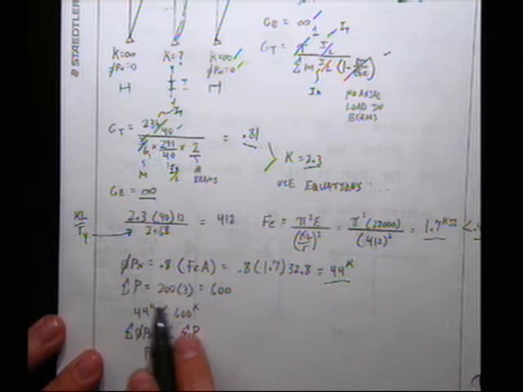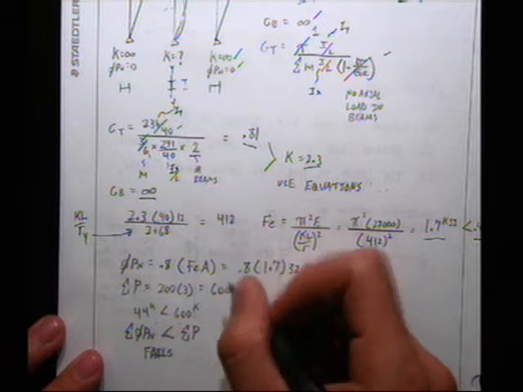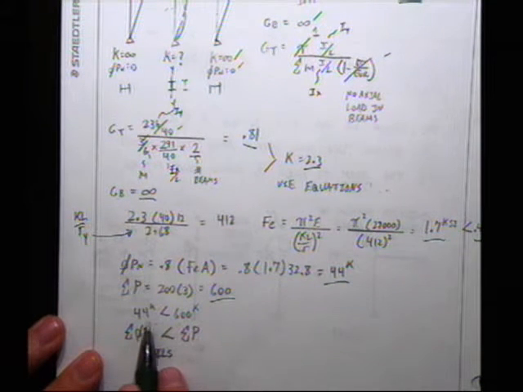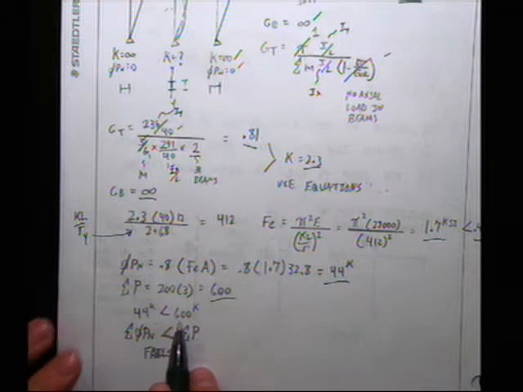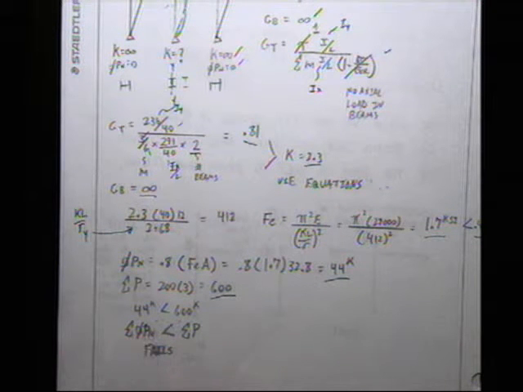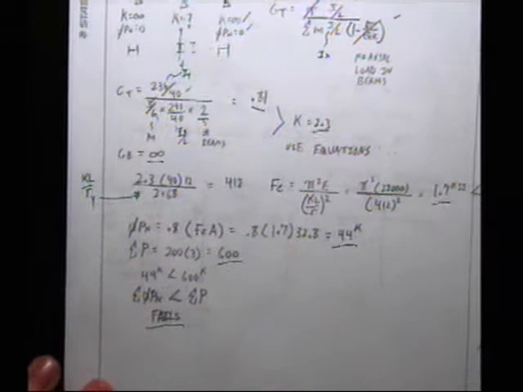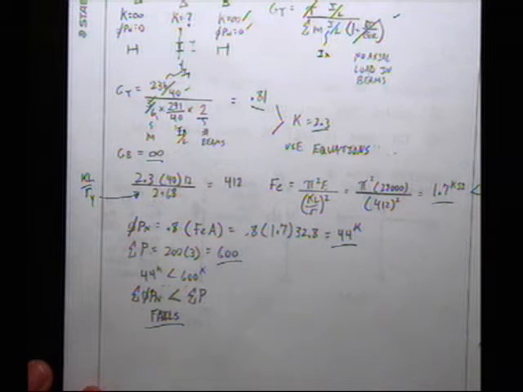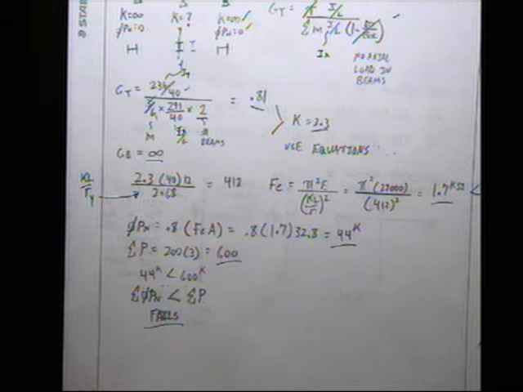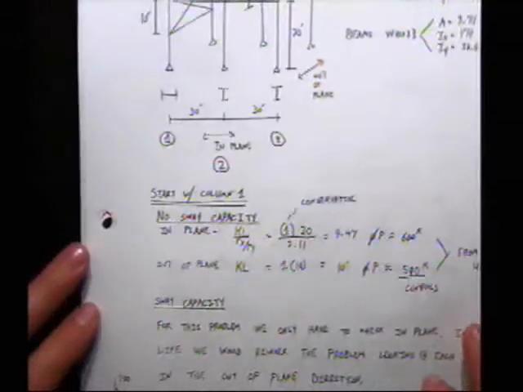So my summation of P was 200 times 3, which is 600 kips. My summation of P capacity is 44 kips. 600 kips is greater than 44 kips. Fails. Make sense? Awesome. Let's do another one.